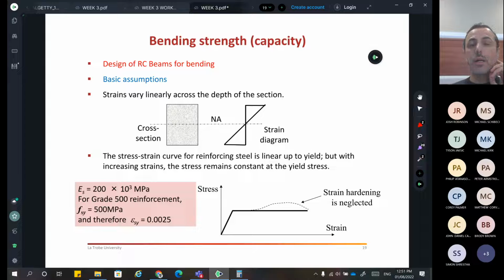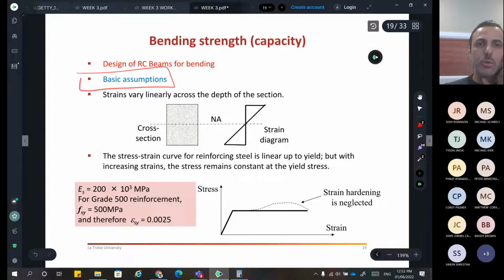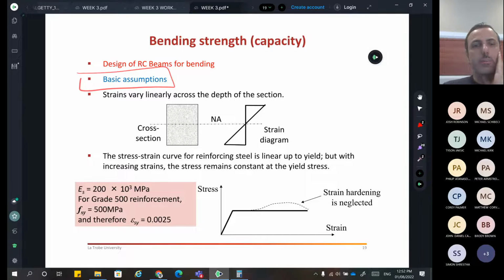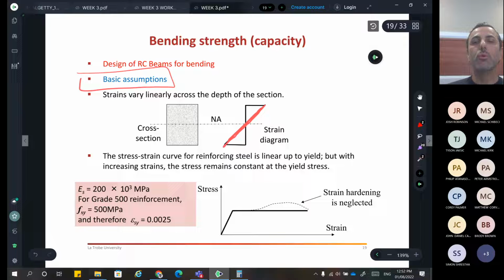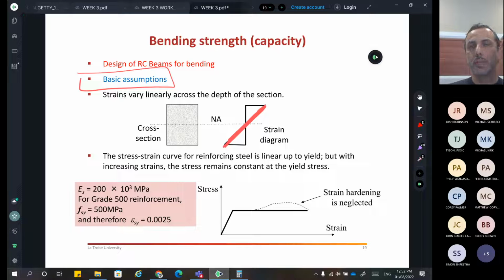Now, some assumptions before I show you those formulas, and again, we'll carefully go through them in the examples. There are assumptions we always take into consideration. Number one, the strain diagrams you're going to keep plotting, we always assume they are linear. That's an acceptable assumption because the concrete beam is bonded with the reinforcing bars, so they are moving together.